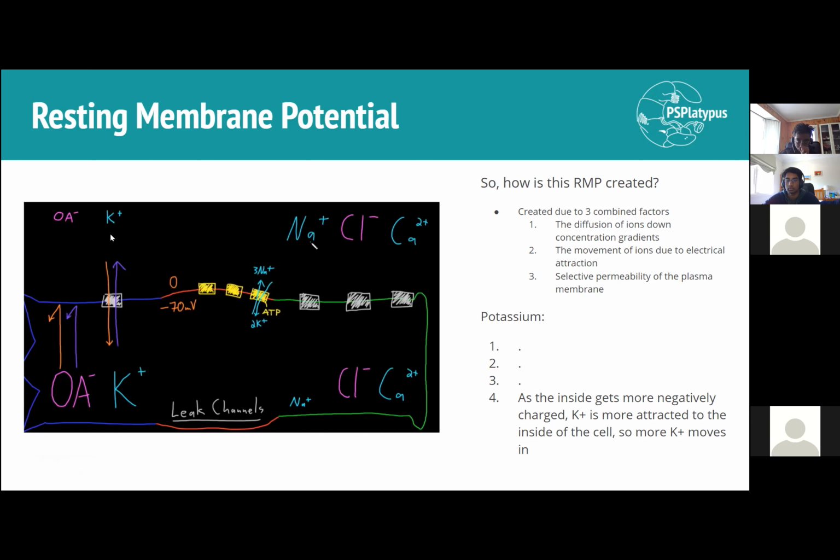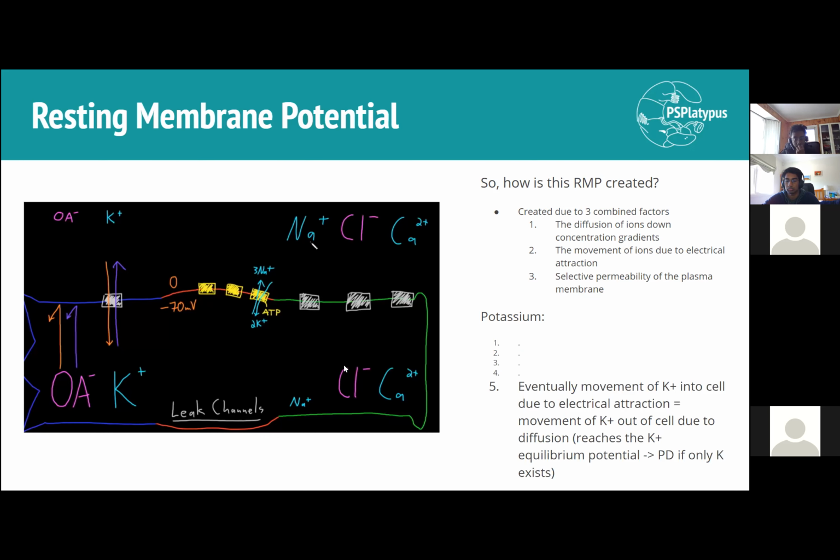So as more potassium leaves the cell, the inside is going to become more and more negative, and it reaches a point where it's so negative that it stops more potassium from leaving. So the number here is going to be negative 70 millivolts when potassium reaches its electrochemical equilibrium, you could say. We call that the equilibrium potential. So it reaches potassium's equilibrium potential.